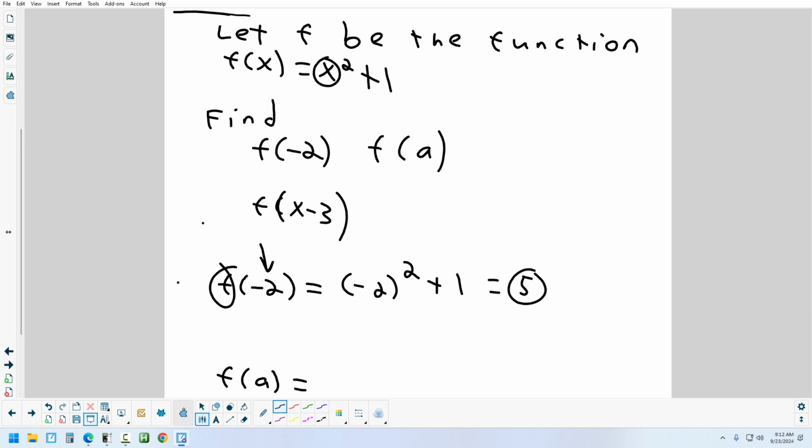All right, let's try f of a. Anyone think they could tell me what you'll get when you plug in a for x? Yeah. Would it just be a squared plus 1? Yeah, that would just be a squared plus 1. There's nothing else you can do with it. Just replacing the letter in the formula with what's inside the parentheses right there. Right? And the last one we're going to do is f of x minus 3.